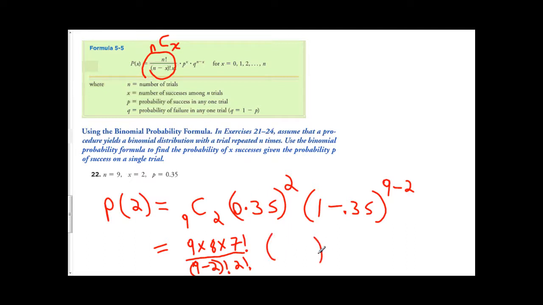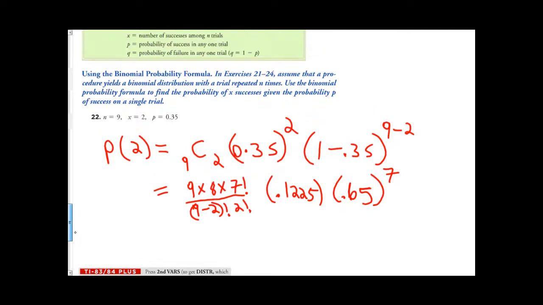0.35 squared is 0.1225. And then we have 1 minus 0.35, which is 0.65. So we have 0.65 here, and 0.65 to the 9 minus 2, so to the 7th power. All right, let's see what we have here.